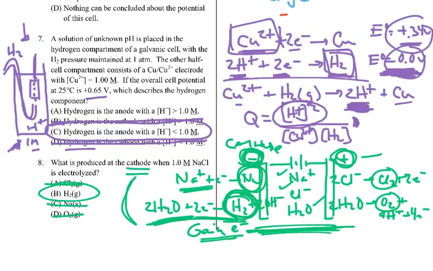Okay, so it looks like a simple problem, but you have to go through this thinking with a cell and figure out who's the cathode, what's going to happen at the cathode, and of these two choices, which one really does happen, and it's hydrogen gas that is going to form.